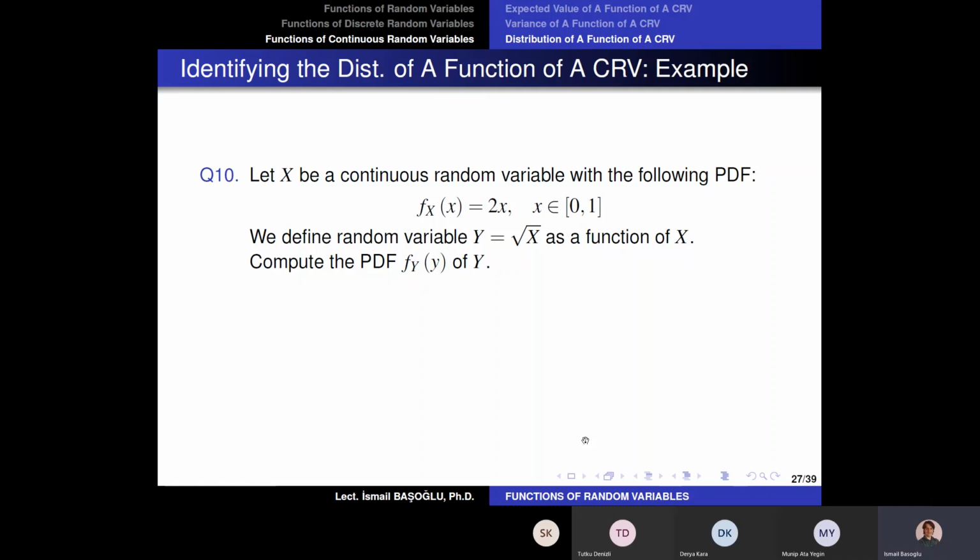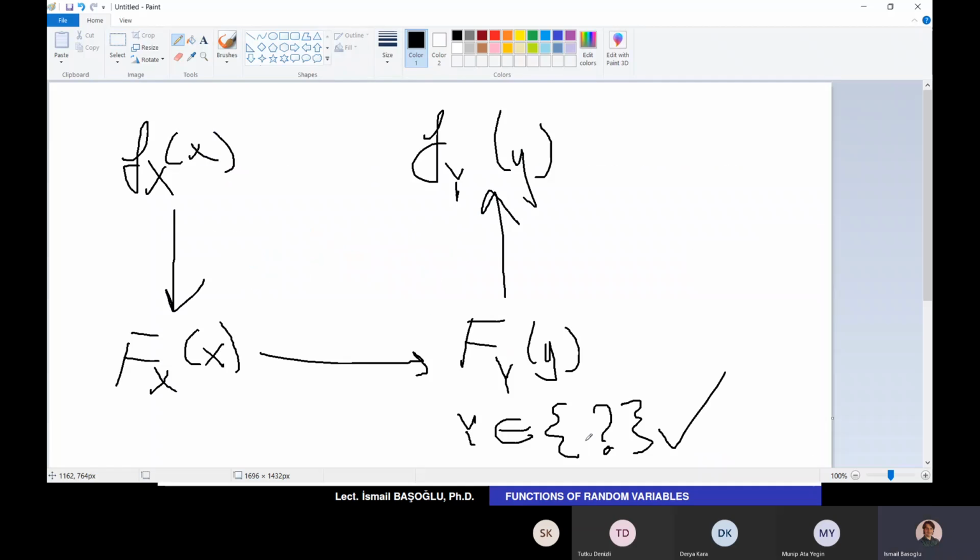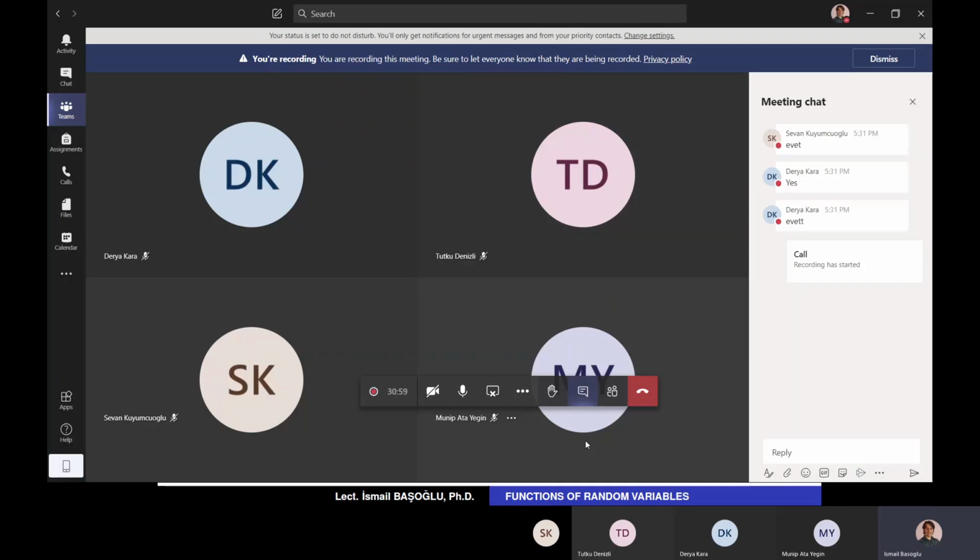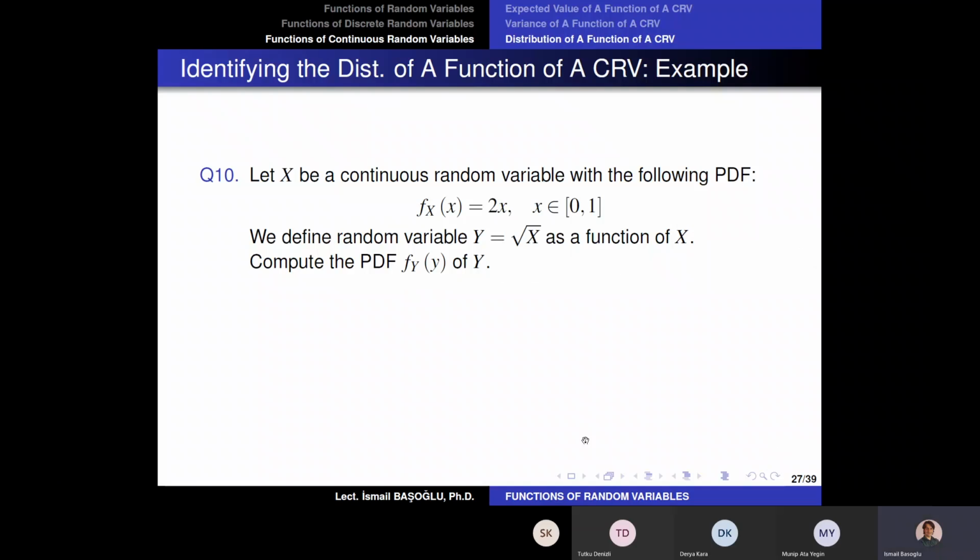All right, so let's solve this first question. The solutions are available in the presentation files. Can you follow me, my friends? Let me ask you this: can you follow me? Are you ready to learn how we can determine the distribution of a function of a continuous random variable?